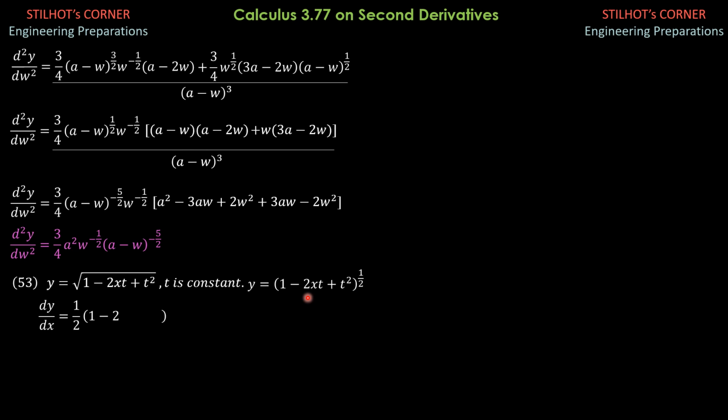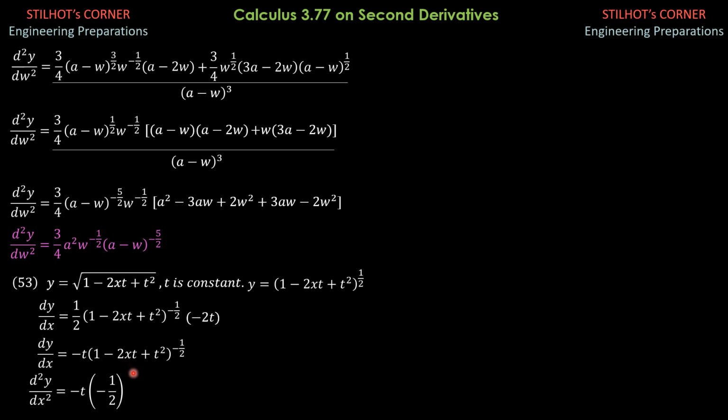So therefore, dy dx is equal to 1/2 quantity 1 minus 2xt plus t square times negative, because t is constant, negative 2t. Negative 2t only. Then cancel out 2, and we have negative t times quantity 1 minus 2xt plus t squared to the negative 1/2. So don't be confused. Remember, t is constant. So we'll just copy negative t, and the derivative of this would be negative t times negative 1/2. So that would be positive t over 2.